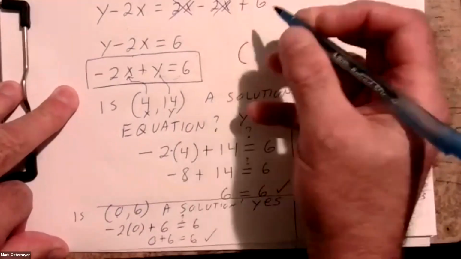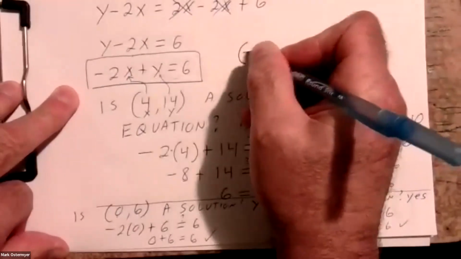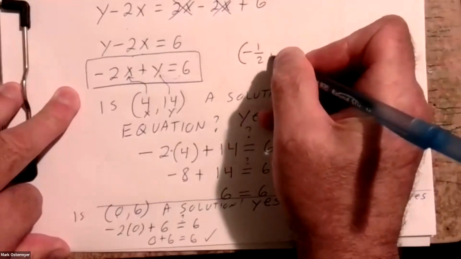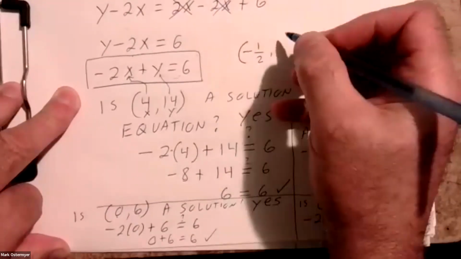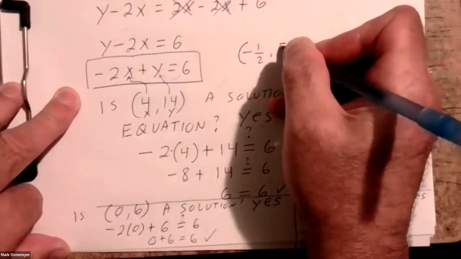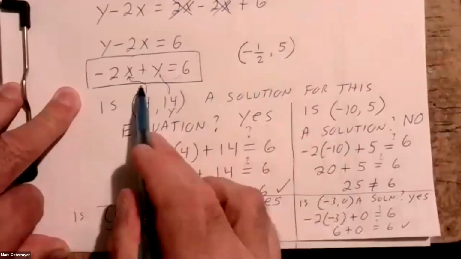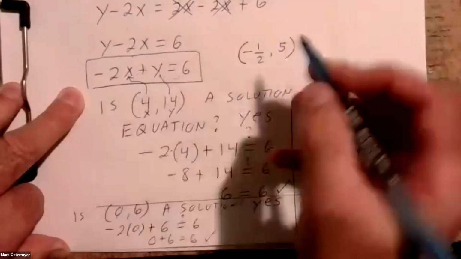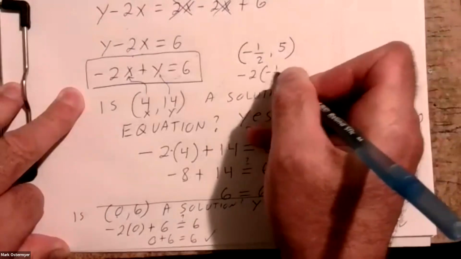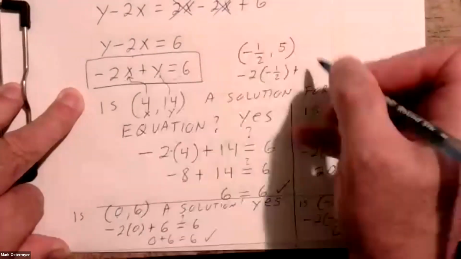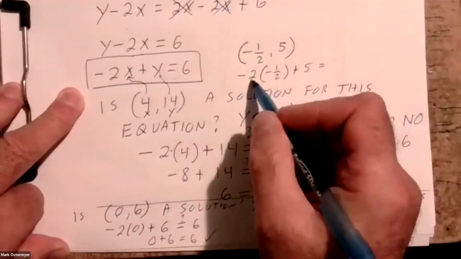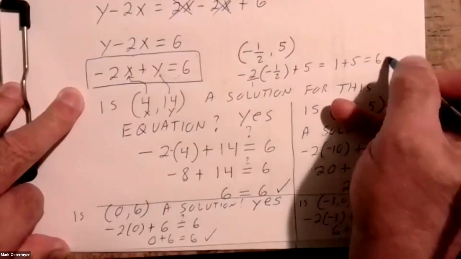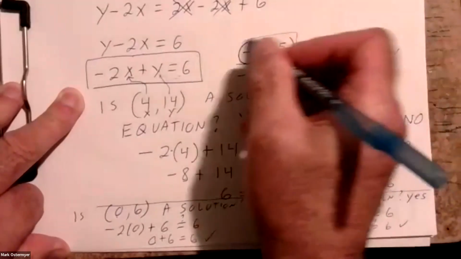Here's a messier ordered pair solution to this linear equation. It would be like (-1/2, 5), ladies and gentlemen. It does check out because if you replace x with -1/2, -2 times -1/2 plus 5 is equal to, now -2 times its reciprocal -1/2 is 1, and 1 plus 5 is 6. It checks out. This is also an ordered pair solution.